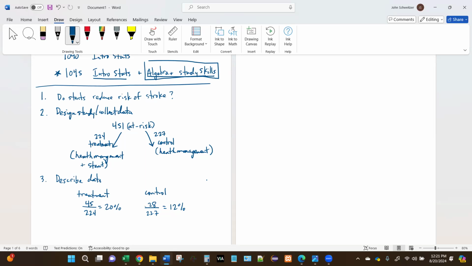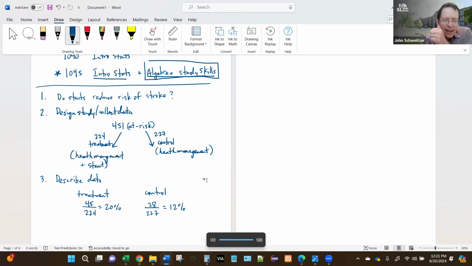Probably not. If anything, it looks like the stents are making it worse, right? I mean, 20% is more than 12%, right? So the group of people getting the stent, the treatment group, actually had a higher rate of strokes than the control group, right? So definitely this is not arguing for using stents to prevent strokes, okay? So good.